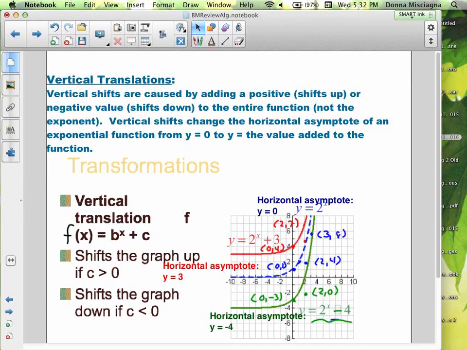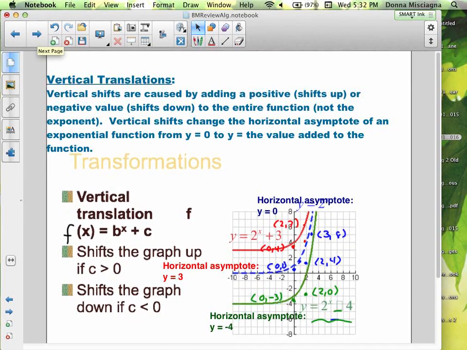All right, so y equals 2 to the x has a horizontal asymptote at y equals 0. Okay? So horizontal asymptote is at y equals 0. So y equals 2 to the x plus 3. If we add 3, it shifts the whole function up 3. So now we've changed the horizontal asymptote. We've also changed the end behavior and we've changed the domain.